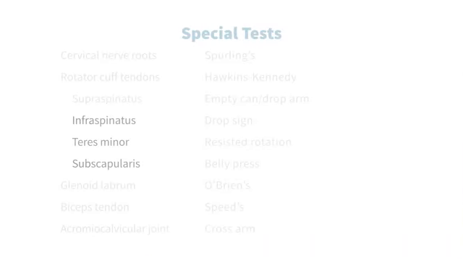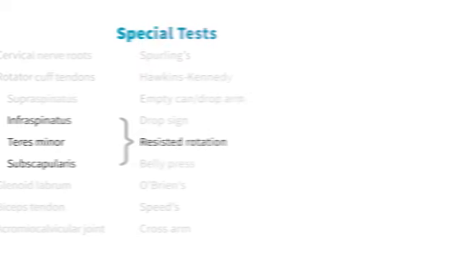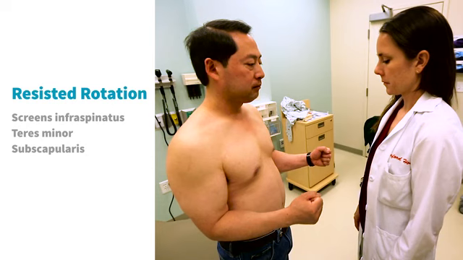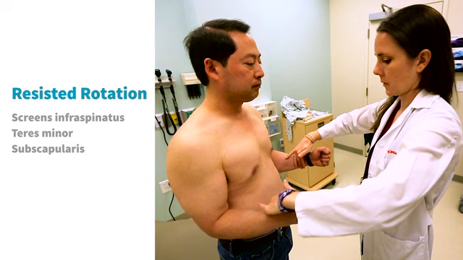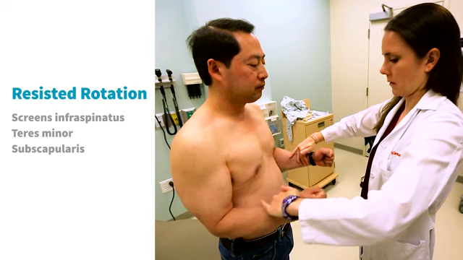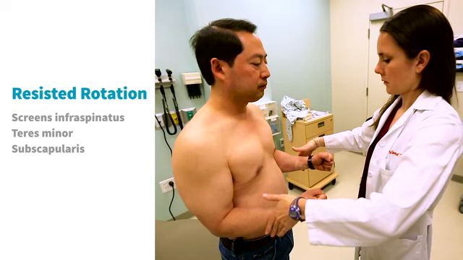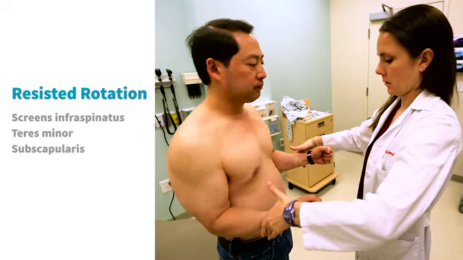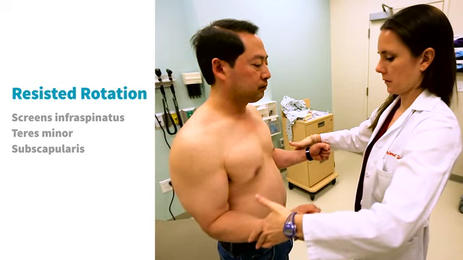The remaining muscles of the rotator cuff complex, the infraspinatus, teres minor, and subscapularis, may be initially screened with resisted external and internal rotation of the shoulder. The patient is positioned with the arms at the side and elbows flexed to 90 degrees. The examiner applies resistance as the patient attempts to externally and then internally rotate the shoulder. Reproducible pain or weakness with resisted external rotation may indicate infraspinatus and/or teres minor pathology, while pain or weakness with resisted internal rotation may indicate injury to the subscapularis tendon.